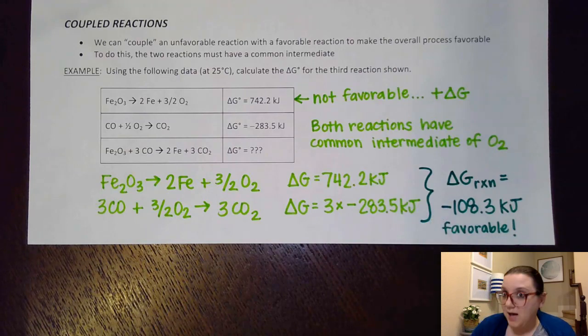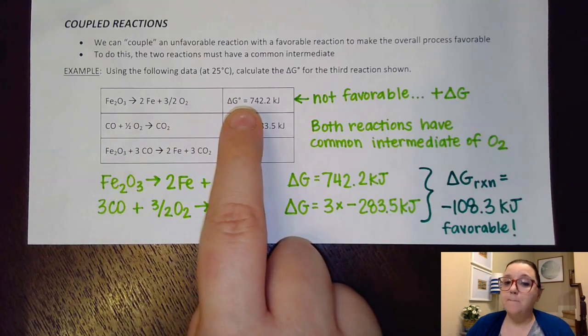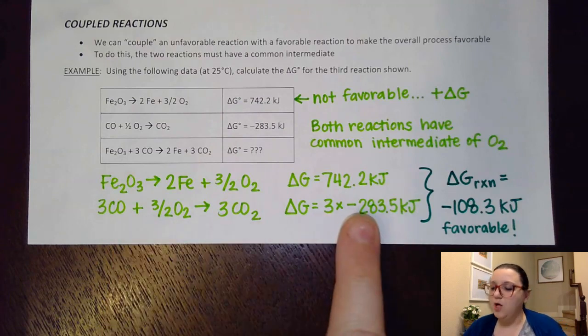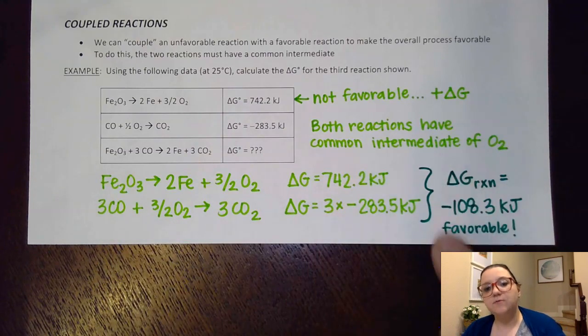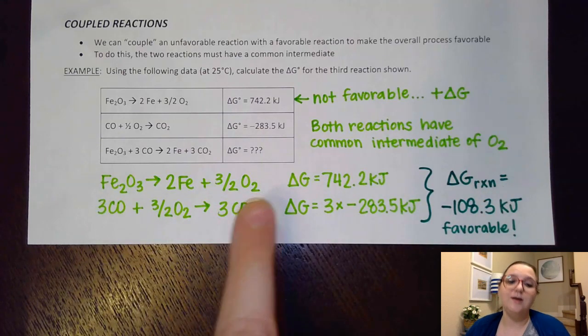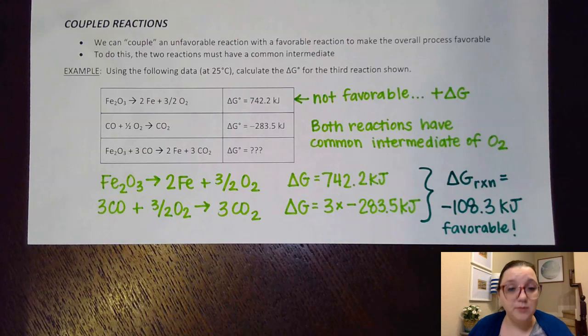Now, that means we had something that was unfavorable, but because I put it with something that was super favorable, this overall process ends up favorable, and so now this reaction is being forced to occur because the other one is forcing it to happen. So that's the idea behind coupling reactions: we couple a favorable one with an unfavorable one to help that unfavorable reaction actually take place.